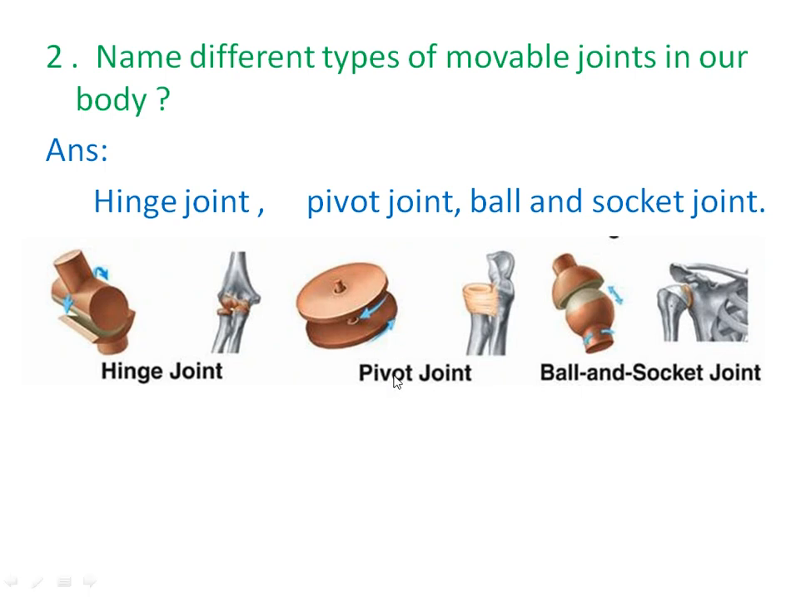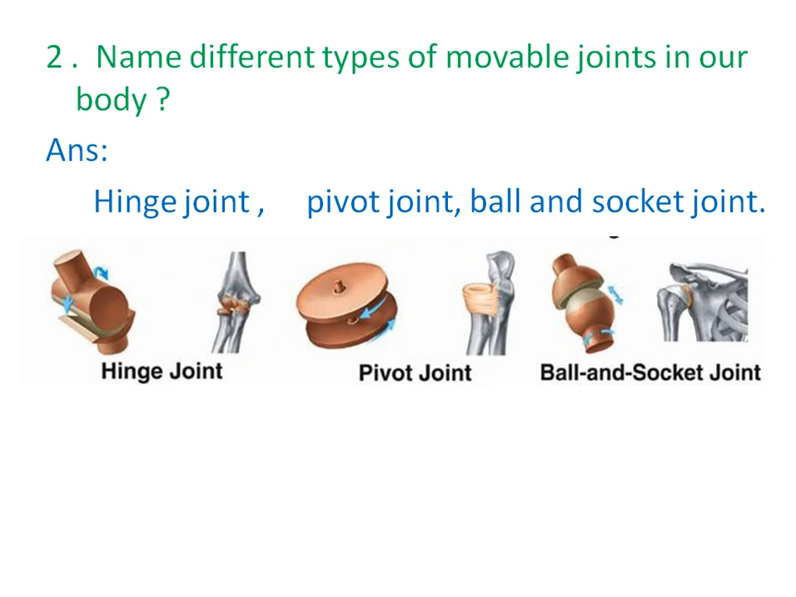And next, pivot joints. This picture is an example for the pivot joints. The pivot joint is present between the skull and the backbone. This joint allows sideways as well as up and down movements. Okay, this is about pivot joint.